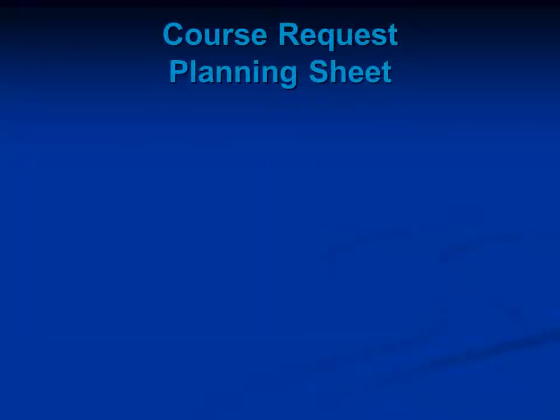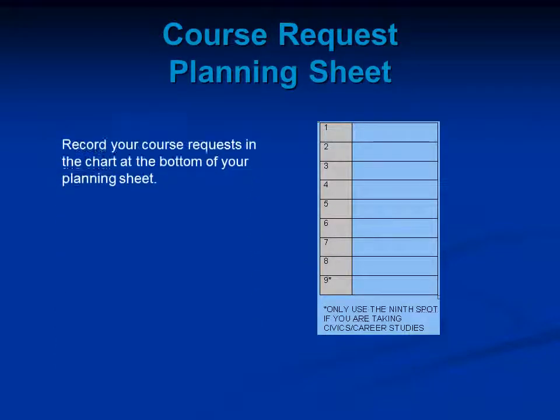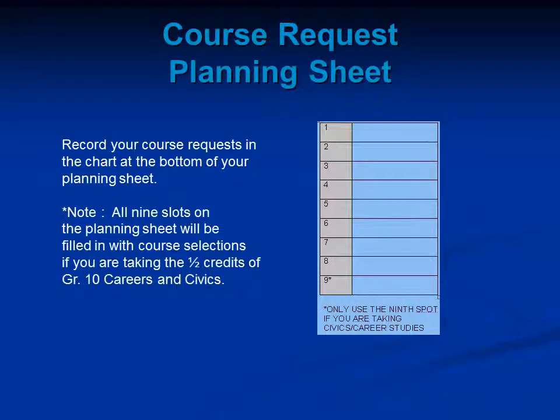Please refer to your course request planning sheet before choosing your courses. Record your course requests in the chart at the bottom of your planning sheet. Note, all 9 slots on the planning sheet will be filled in with course selections if you are taking the half credits of Grade 10 Careers and Civics.